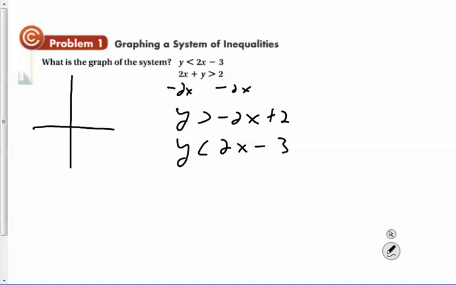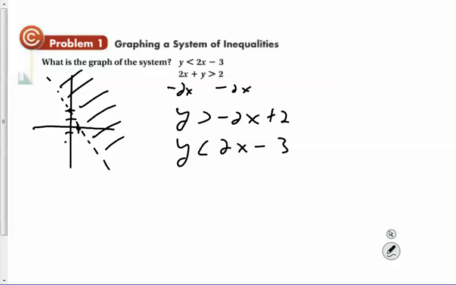This guy has a y-intercept at positive 2. So I go up 2, put a dot. And then I go down 2 over 1 and put a dot. And it's a dotted line. Yes, and you make that sound effect. Y is bigger than, so I shade above. Okay, and then graph the other one.